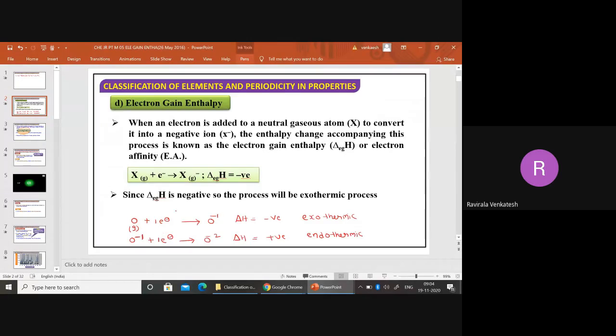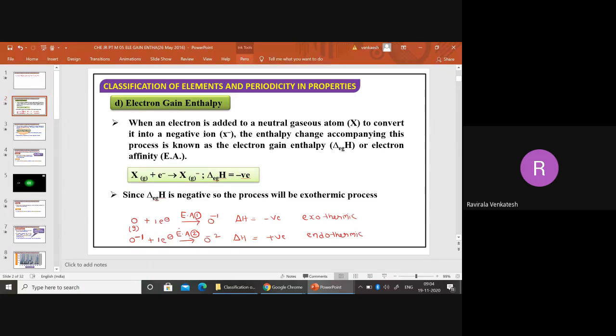Now this one will be the first electron affinity. EA1, I am writing. First electron affinity. This one is what? Second electron affinity. First electron affinity, second electron affinity.